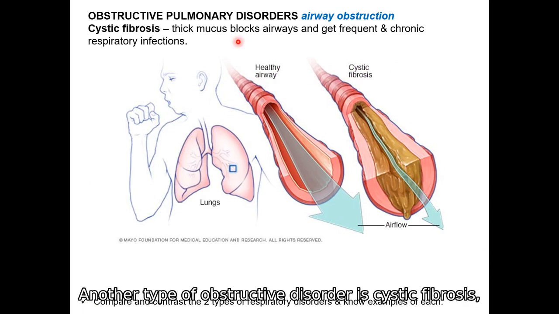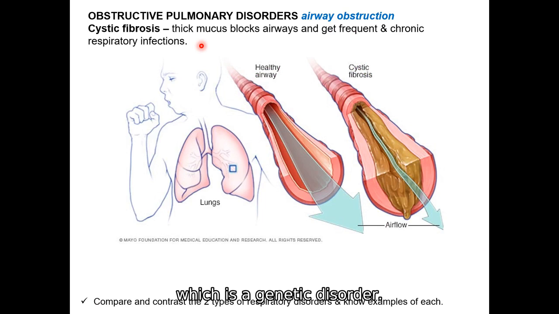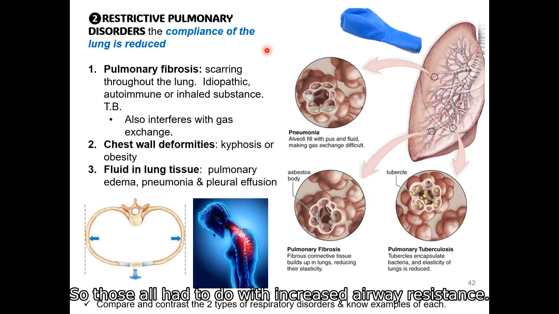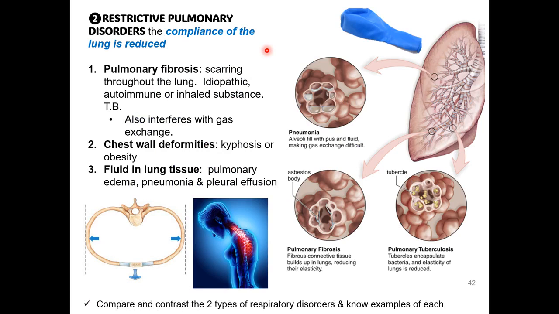Another type of obstructive disorder is cystic fibrosis, which is a genetic disorder, and the mucus is very thick and doesn't move. So it doesn't flow. The cilia are supposed to be able to roll it up. It's just too thick. And so that too can block airways, and people with cystic fibrosis get frequent respiratory infections. All right, so those all had to do with increased airway resistance.